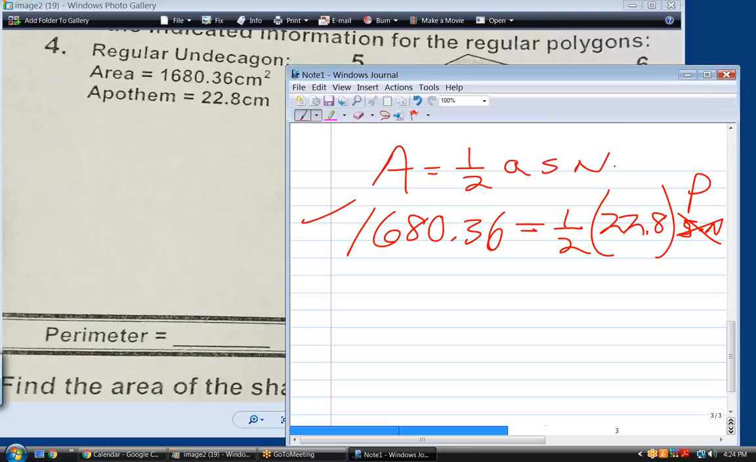So it is helpful to know that this is also equal to 1/2 the apothem times the perimeter. In other words, it's helpful to know that S times N is the perimeter for problems like this. If you knew this one, you'd be all right. But if you didn't know that the perimeter was S times N, you wouldn't be able to solve that problem.